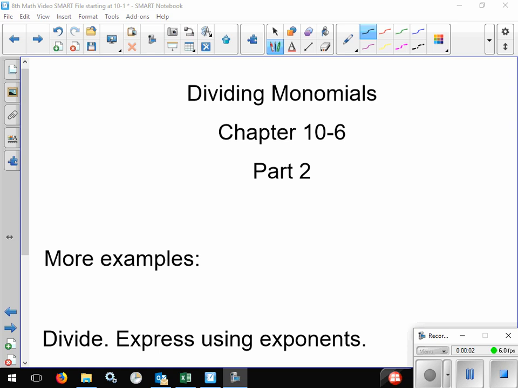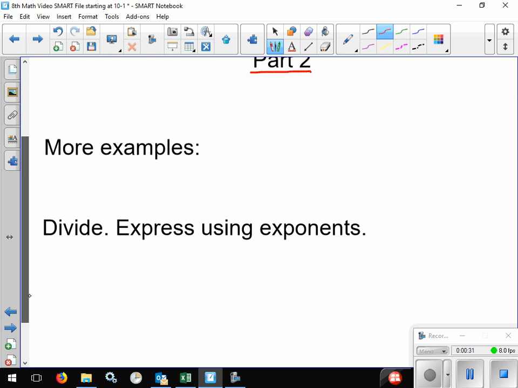Okay, in this video, we are still looking at dividing monomials. I'm just going to do another video with just some more examples to practice. So again, St. James heading at the top, and then you want to write dividing monomials and underline it in red, and then chapter 10, section 6, again underline in red, and then part 2. So if you have no idea how to divide monomials, you probably are looking for part 1, and you're in the wrong video. So here are some more examples.